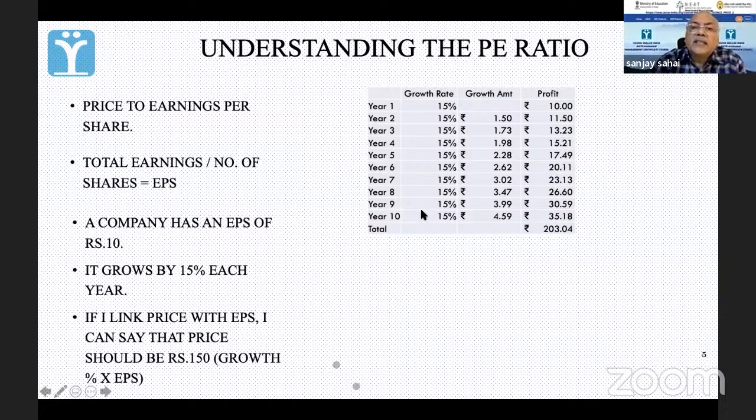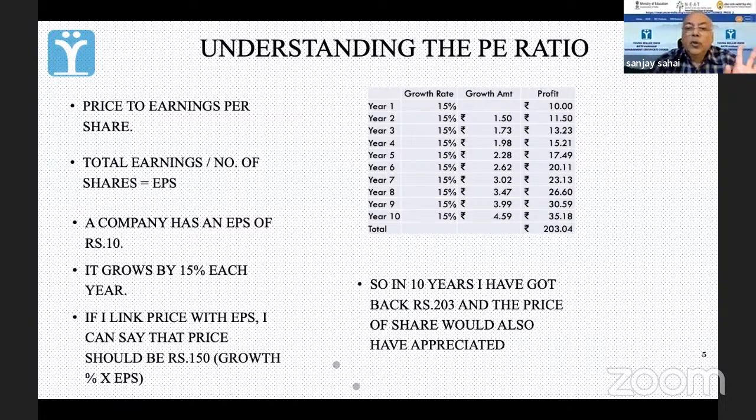So the classic scenario is PE ratio is good, growth is good, PE ratio good, growth good. Therefore, the company is going to do well. Therefore, there will be a demand. Therefore, I am going to earn not only by way of dividends, but I will also earn because of the increase in the price of the share. This is the logic behind PE ratio. So in 10 years, I have got back 203, and the price of the share has also appreciated to, like we said, more than 3 times. So at the end of it all, I end up with a very good investment.